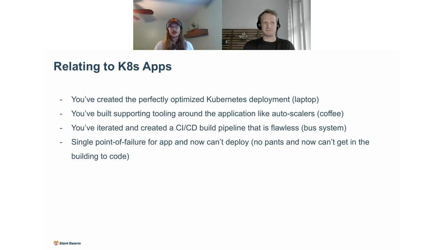We've iterated and we've created our build pipeline. Our build pipeline is awesome. We did the best build pipeline that anyone's ever seen, right? And that relating to our bus system, we have a way to get to work. However, we had a single point of failure in the app, and now we can't deploy. So the long story is that because we didn't put on these pants, even though we had everything else ready to go to create this perfect, productive day at work, we forgot the one fundamental thing we needed to get on our transport system, and therefore we can't even get in the building to work.